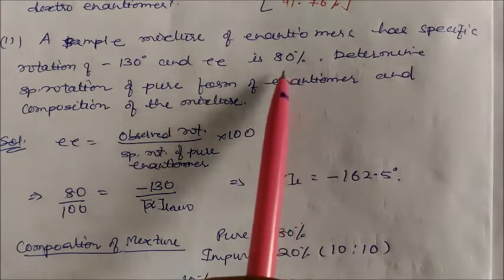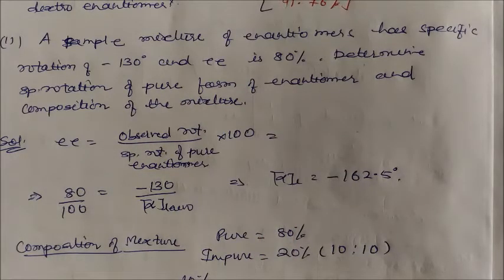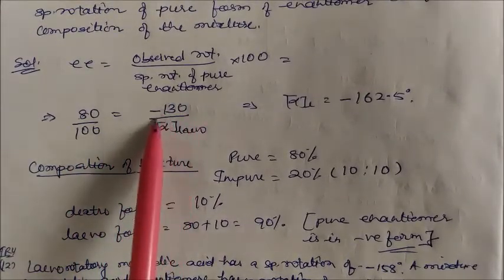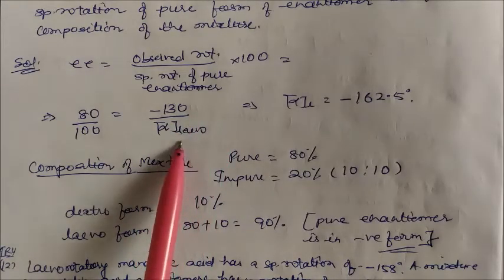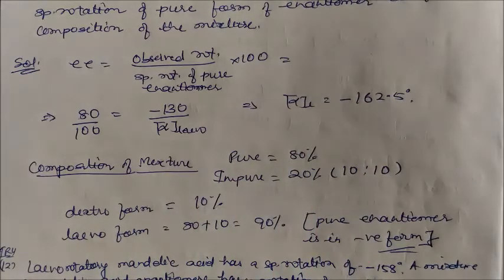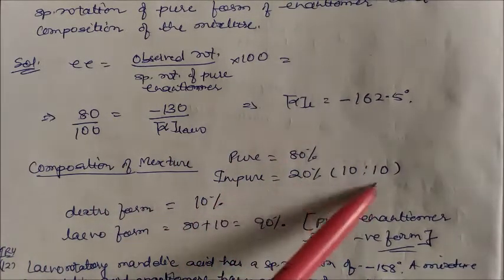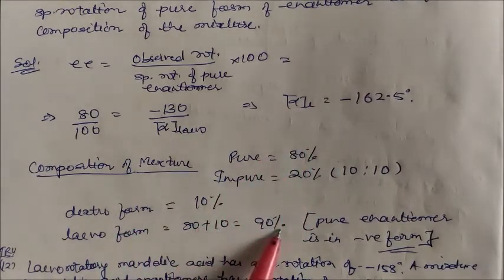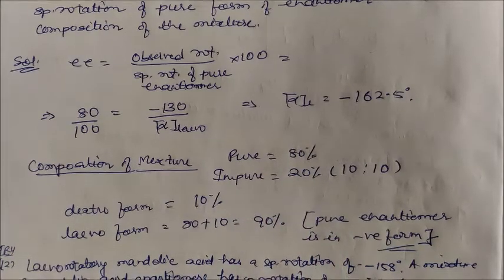Next question: a sample mixture of enantiomers has a specific rotation of minus 130 degrees and an enantiomeric excess of 80%. Determine the specific rotation of the pure form of the enantiomer and the composition of the mixture. Again, use the same formula. Enantiomeric excess is observed rotation divided by the specific rotation of the pure enantiomer, multiplied by 100. So 80 by 100 is equal to minus 130 divided by the specific rotation of the pure enantiomer, which is what they are asking. If you solve it, you will get minus 162.5 degrees. For the composition of the mixture, pure is 80%, impure is 20%, split as 10% and 10%. So the dextro form will be 10%, while the levo form will be 80 plus 10, 90%. So the pure enantiomer is in the negative form.